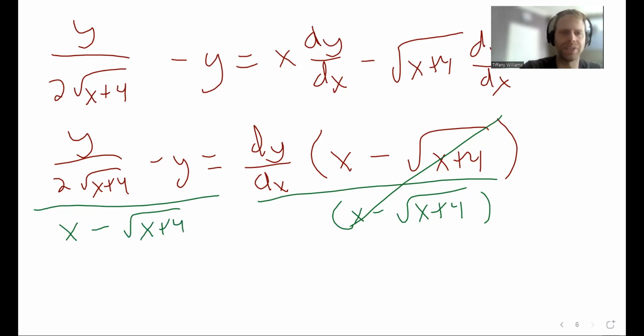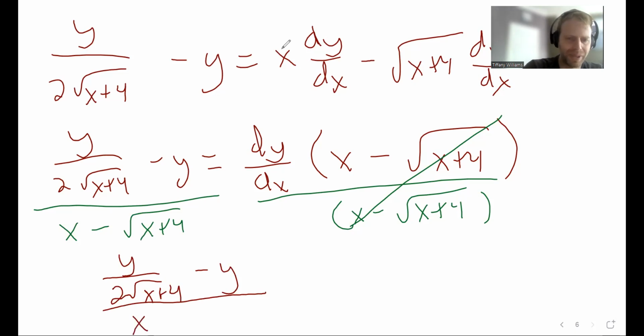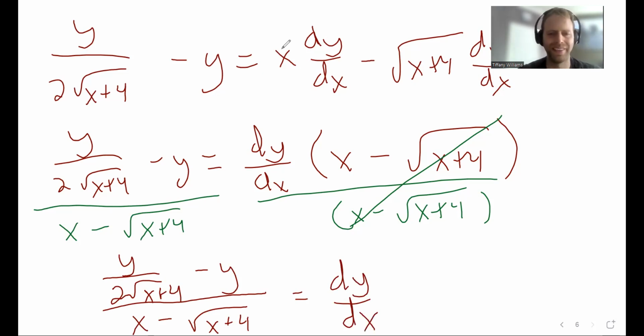Okay? Which now leads me to my answer, and this one looks terrible, but it's how it is sometimes. So my answer is going to be y over 2 square root of x plus 4 minus y, all over x minus the square root of x plus 4, equals dy dx. And that, folks, is our answer. Okay? They don't always look nice with this implicit stuff, but especially in this one, we can't isolate the y. Or maybe we could, but it becomes even messier to do it explicitly. All right?